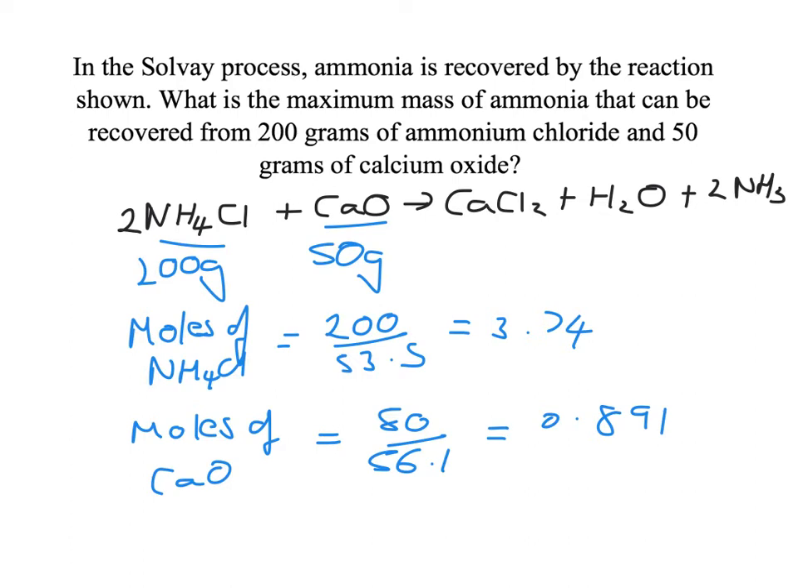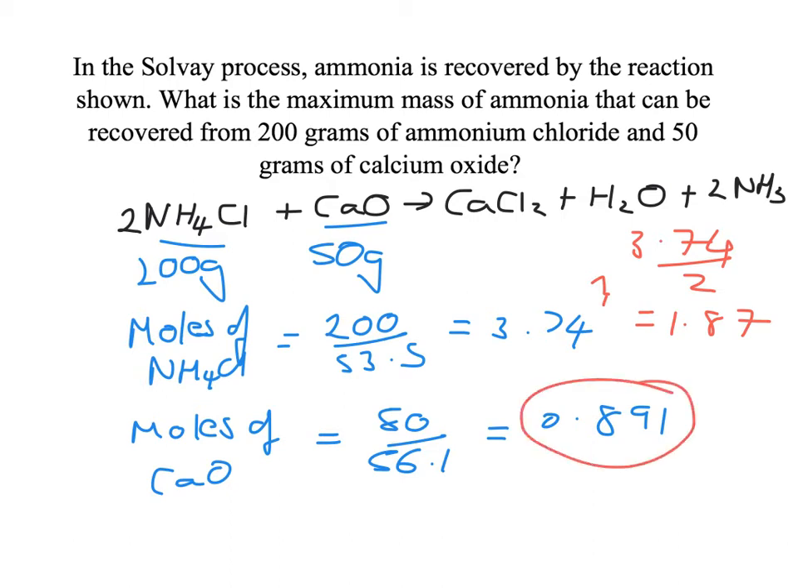So to decide which one is in excess, we need to look at the mole ratio, because we've got 2 ammonium chlorides for every 1 calcium oxide. So if I've got 3.74 moles of ammonium chloride, the number of moles of calcium oxide that I require to react with that is going to be 3.74 divided by 2. And that comes to 1.87 moles. So you can see I've only actually got 0.891 moles of that. So I haven't got enough moles of calcium oxide to react with all of that ammonium chloride, and therefore ammonium chloride is in excess.